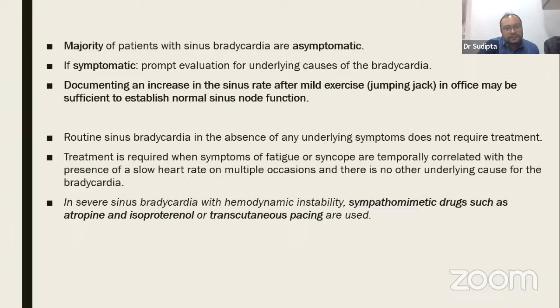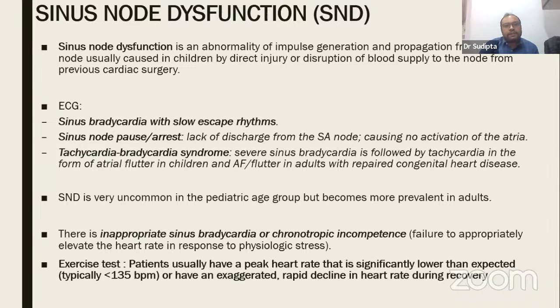Sinus node dysfunction is an abnormality of impulse generation and propagation from the sinus node, usually caused in children by direct injury or disruption of blood supply to the node from surgery. It is uncommon in the pediatric age group, and the ECG shows sinus bradycardia with slow escape rhythms. Sometimes sinus node pause or arrest may be present, and sometimes tachycardia-bradycardia syndrome, which is severe sinus bradycardia followed by tachycardia in the form of atrial reentrant tachycardia, such as atrial flutter in children or fibrillation in adults. One important point is that there is inappropriate sinus bradycardia or chronotropic incompetence in this group, compared to normal sinus bradycardia.